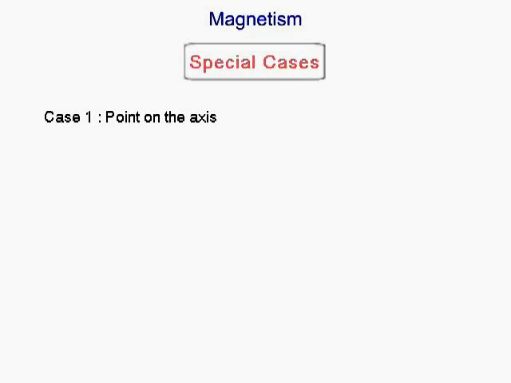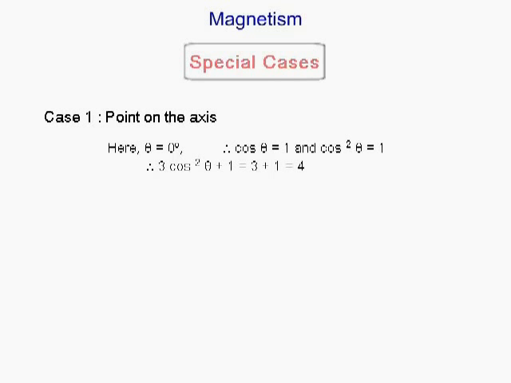Imagine point P to be on the axis. Hence, angle theta made by line OP with the axis will be 0. Hence, cos theta will be cos 0 or 1. Hence, cos square theta is equal to 1. So 3 cos square theta is equal to 3, and 3 cos square theta plus 1 is equal to 4. Hence, we get the formula for B as mu naught upon 4 pi 2m upon r cube. This is the magnetic induction at an axial point.